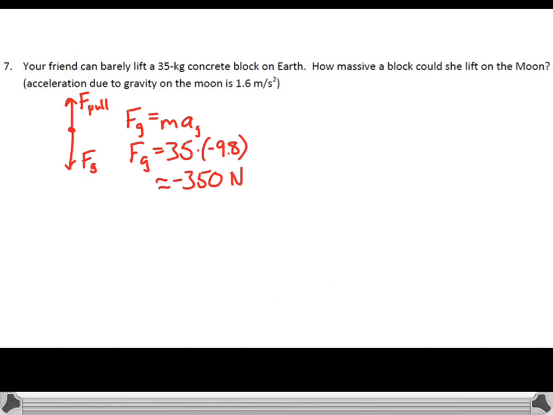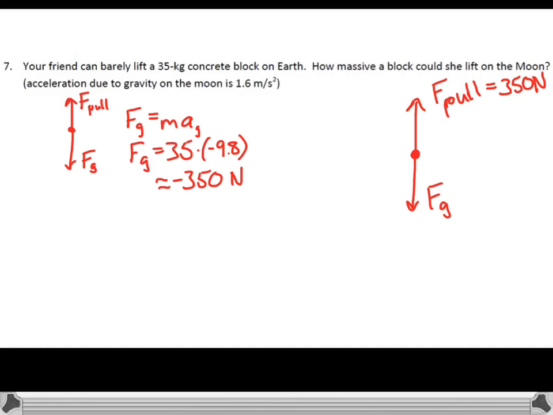Okay, now let's go to the moon. Let's bring her onto the moon. And we know that her pull force has to be able to overcome the force due to gravity. So let's set up another equation with Newton's second law. We know that this pull force is equal to 350 newtons.